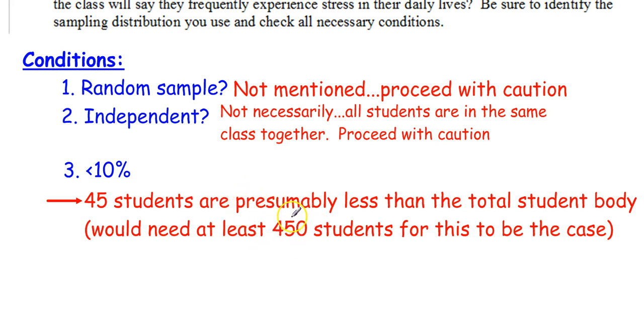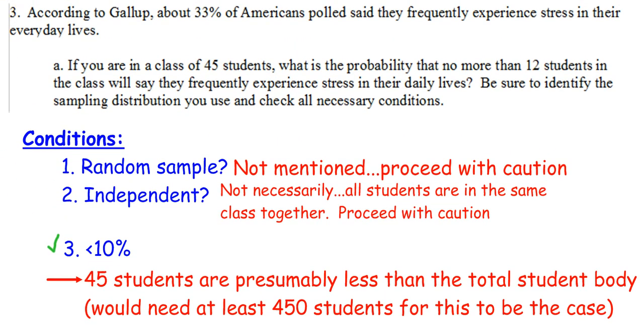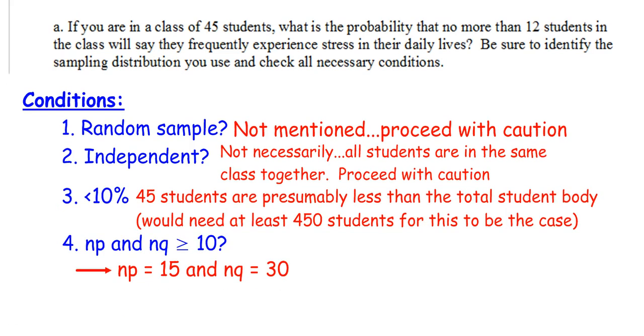If it's students in this school, then we'd need to have at least 450 students in the school for this to be the case, because our particular sample has 45 in it. So we're going to go ahead and assume that this is satisfied if this particular study is talking about all students, or more generally all Americans, and we're just polling students.